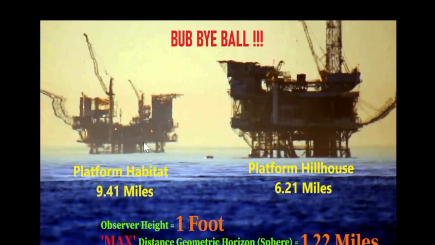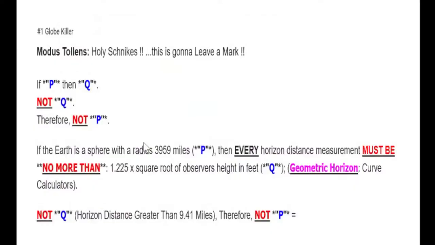You follow? Next slide. Shout out to QE, who put together the Modus Tollens. It's going to leave a mark, and it has. That's where the sextant was born. If P, then Q. Not Q, therefore not P. If the Earth is a sphere with a radius of 3959 miles, we're begging the question for you, ballers. If it is, then every horizon distance measurement must be no more than 1.225 times the square root of the observer's height in feet, Q, based on your curve calculators. Not Q, horizon distance is greater than 9.41 miles, therefore not P. Earth is not a sphere.